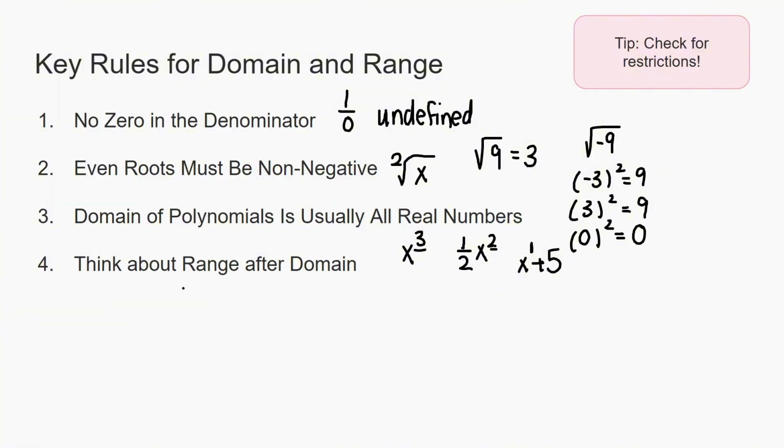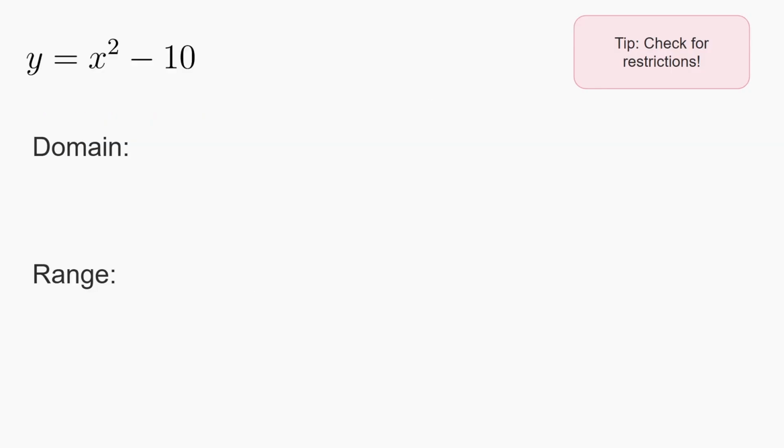Lastly, think about range after domain. It's often easier to find the range, aka the output of something, after we find the domain, which is the input. Now, let's start with our first problem.